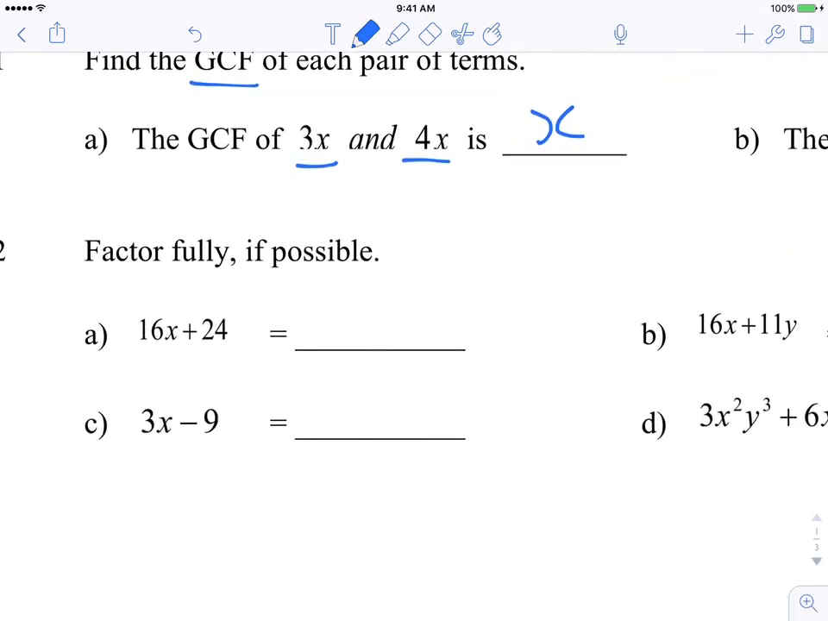Now, here, if we're going to factor this fully, we know the greatest common factor between 16 and 24 is 8. So I can take out an 8. That's the most I can do. And if I want to accurately represent the binomial, 8 times 2x would get me 16x, and 8 times a positive 3 would get me 24.